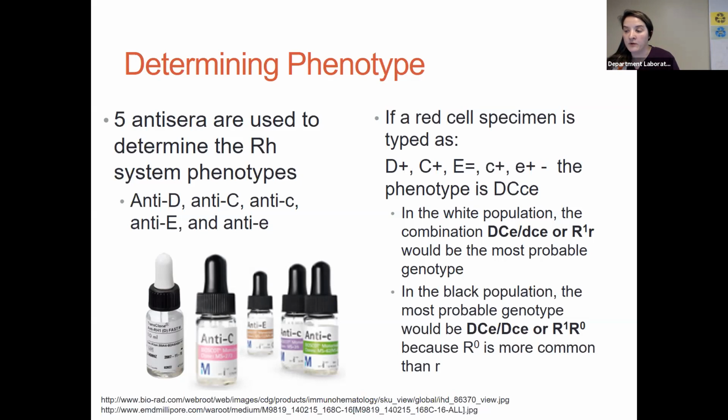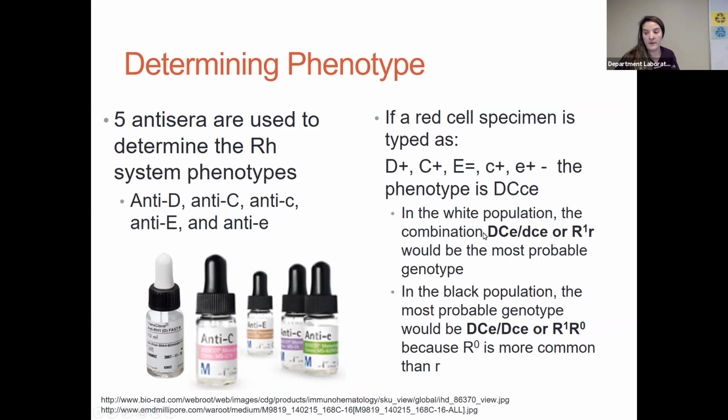And so here's an example of where you can try to figure out the genotype of your patient. If you have a patient that's typed as D positive, big C positive, E negative, little c positive, little e positive, then for your phenotype, we know the D antigen is being expressed. It's heterozygous for C, so it's big C positive, little c positive. Notice that it's big E negative, so it lacks the big E antigen, and little e positive.